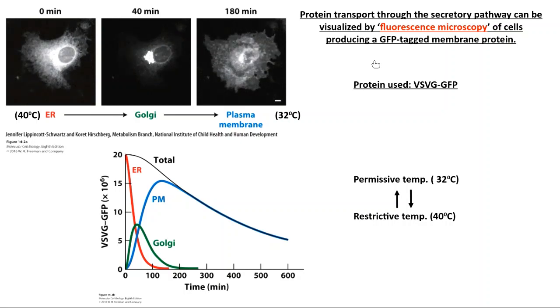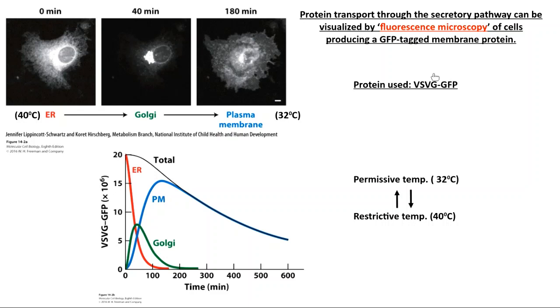Anyway, so what happens? We are talking about fluorescence microscopy. In this experiment, since VSV-G is a plasma membrane protein, we label the VSV-G protein, we basically fuse it with GFP, making a VSV-G GFP chimeric protein.